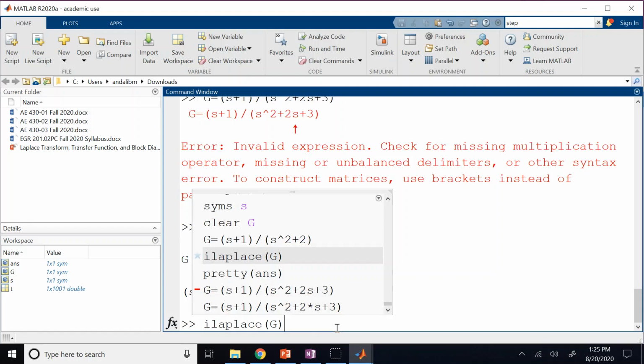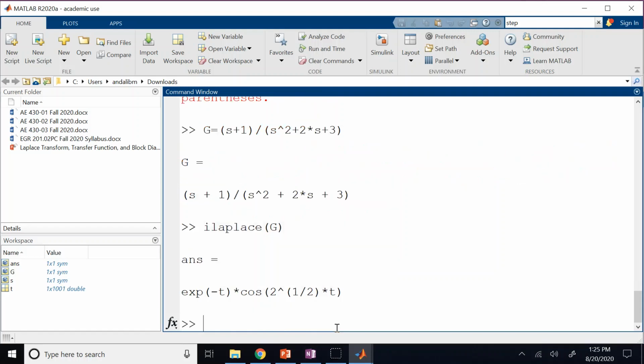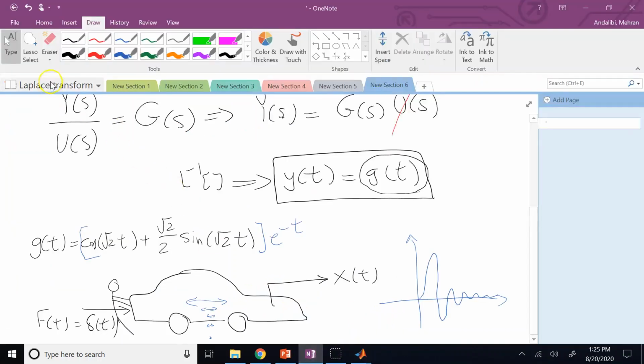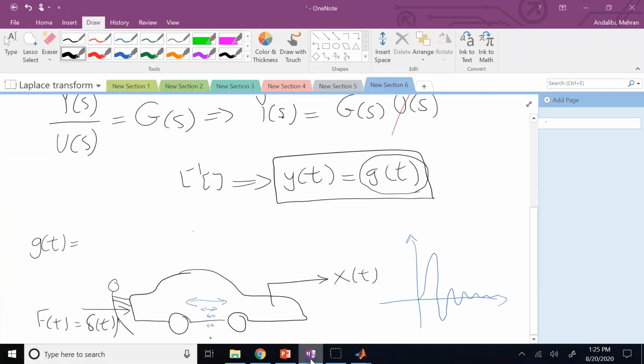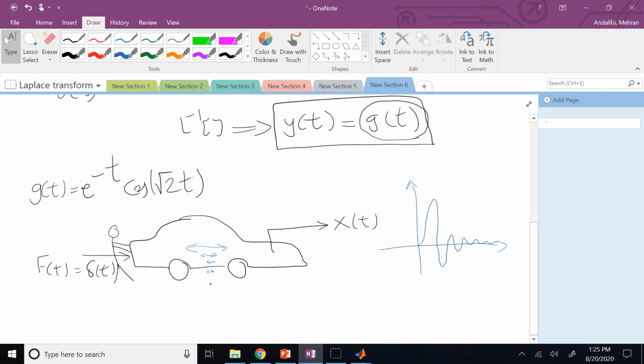And so this is your transfer function. Look at that: exponential of negative t times cosine of that, right? So you have this one. So when you plot it, it will ultimately damp out and go to 0, right?